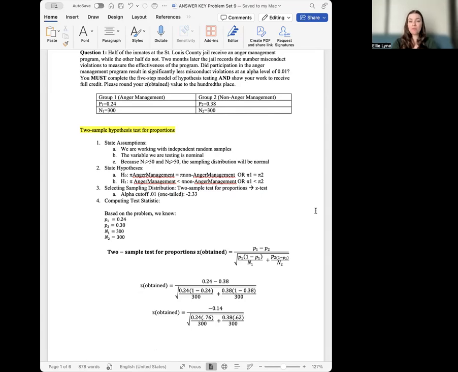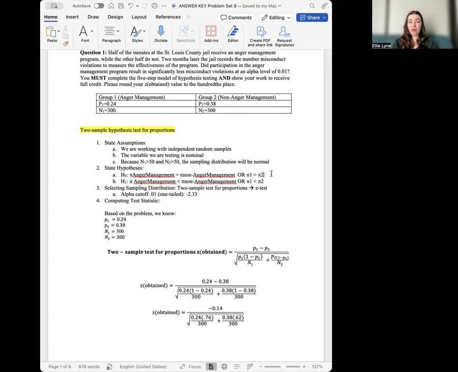Because we are working with proportions, our designation for population parameters is our pi symbol here. If you like to think about this in terms of groups, you could write anger management. For our null hypothesis, our statement of no difference, we always show this with our equal sign. So we could say that our population proportion of anger management is equal to our population proportion of our non-anger management group. Or in other words, you could also show this with pi 1 equals pi 2, right? Group 1 versus group 2.